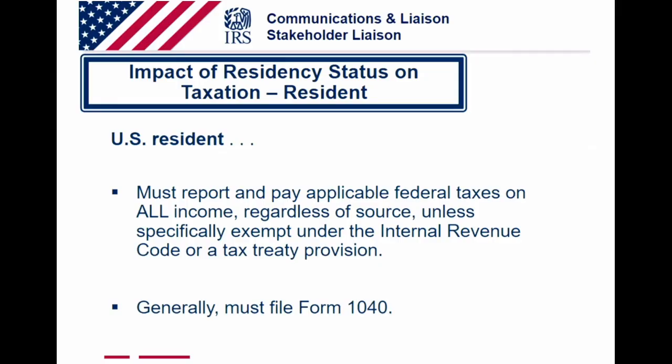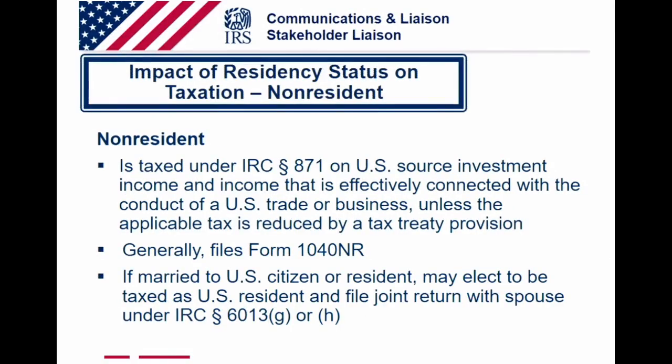So now that we've defined the various categories of non-U.S. citizens or nationals for U.S. income tax purposes, let's talk about the impact each category has on taxation. As mentioned earlier, residents are taxed on worldwide income. This means that they must report and pay applicable federal income taxes on all of their income, regardless of the source, unless it is specifically exempt under the Internal Revenue Code or a tax treaty provision. They generally file a Form 1040.